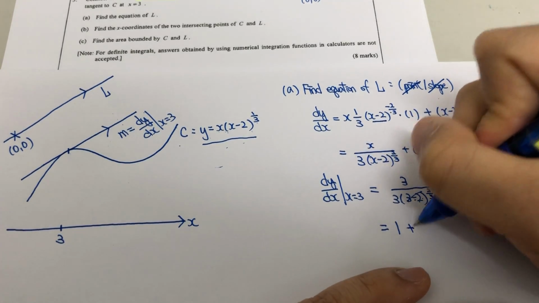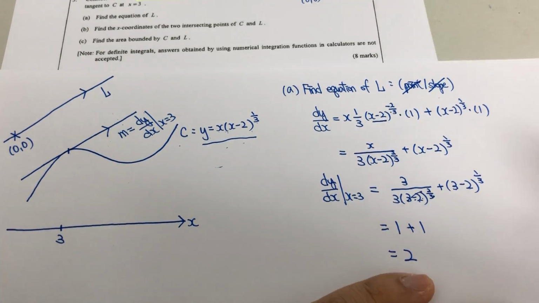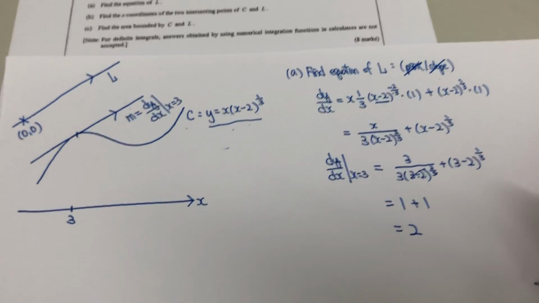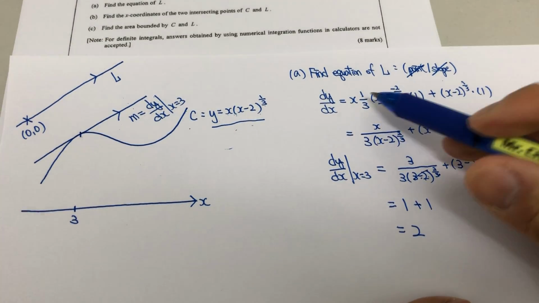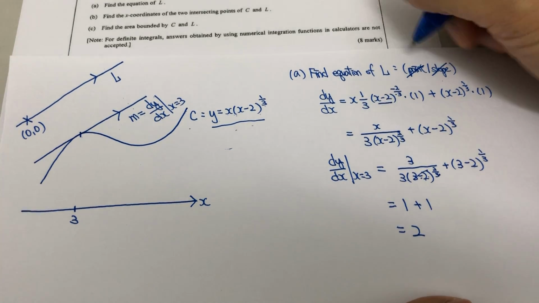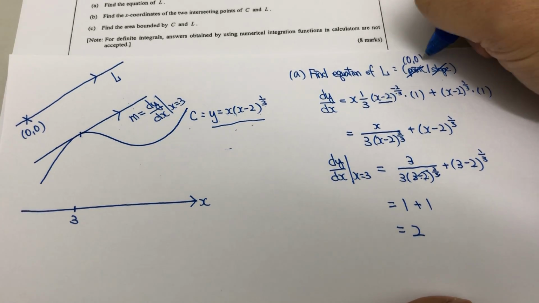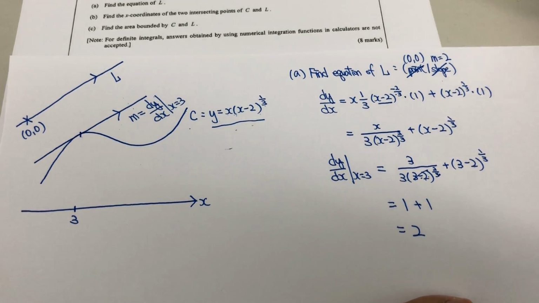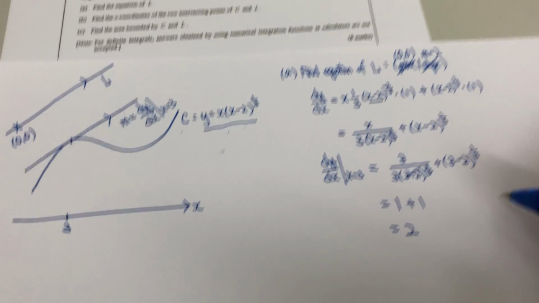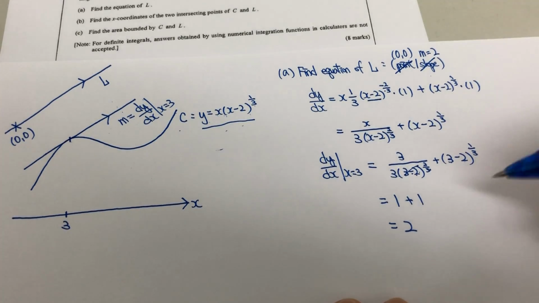So that we have 1 plus 1. Oh, very nice. It becomes 2. Okay? So, don't forget that we have to find the equation of the straight line. We have the point. The point is the origin, 0, 0. And the slope is 2. So let's use the point slope formula to find the equation.